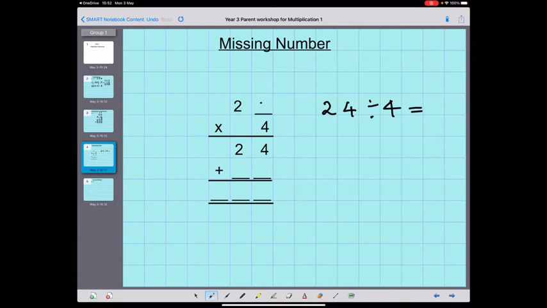Okay, and some children might already know it off the top of their head. So we can do it 4, 8, 12, 16, 20 and 24. Okay, so that's 6. So we know what that missing number is now. Okay, so that's made a really good start. So just to recap, 4 multiplied by 6 gives us this 24 here. So then we need to do the second bit.